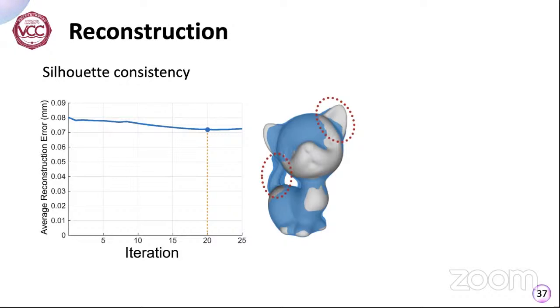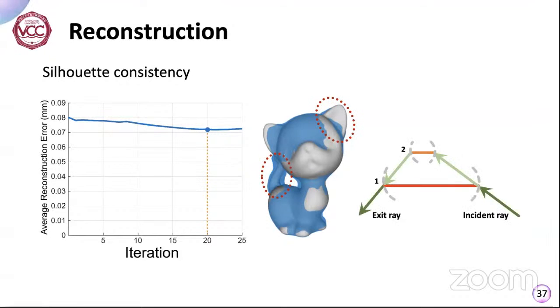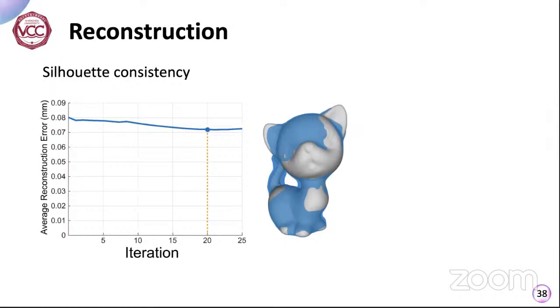The reason is there may exist multiple possible surfaces that could satisfy the given ray correspondence, like the surface 1 and the surface 2 marked here. So if the initialization of each step of the optimization is not very good, the result could be stuck in a local minimum and get worse.